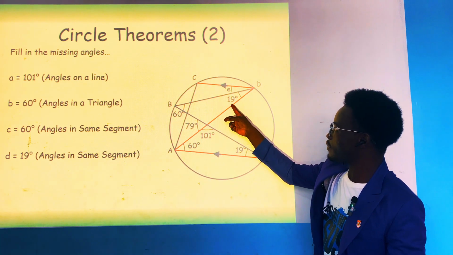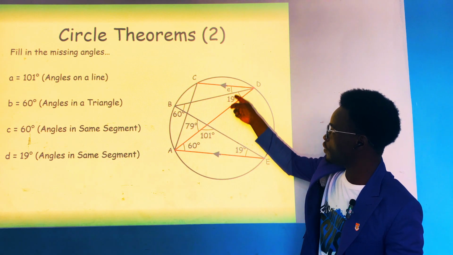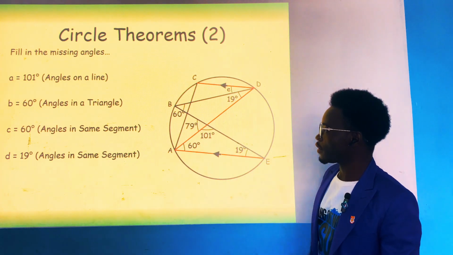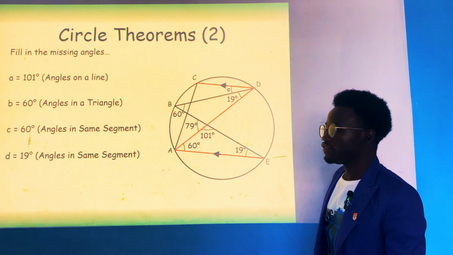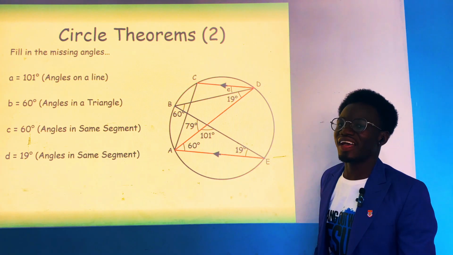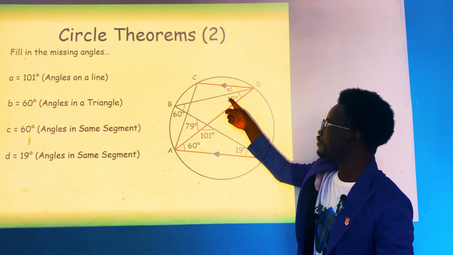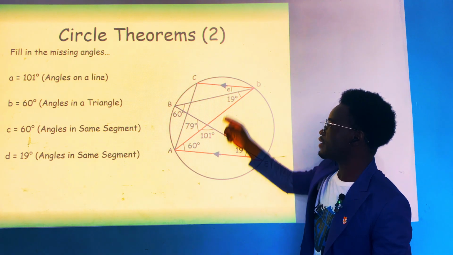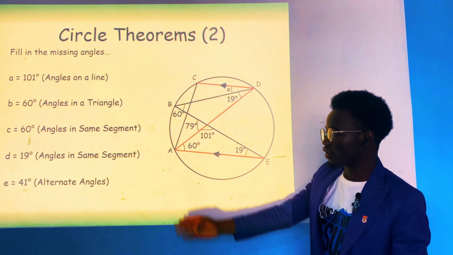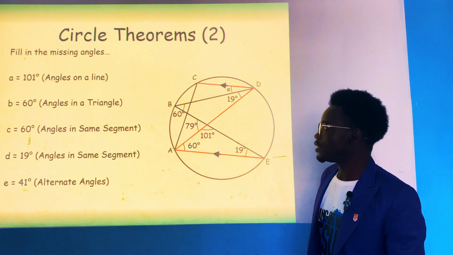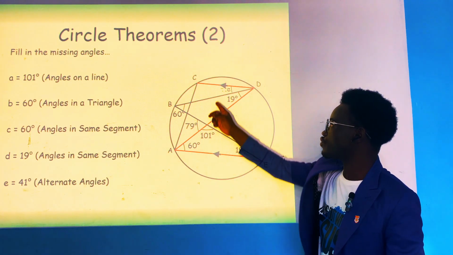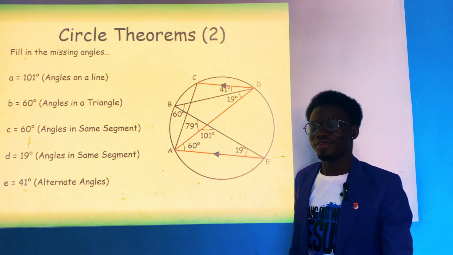From the whole of this angle, the two of these should be equal to this angle. Okay, Z properties or alternating angles. So if here is 19 degrees, but the whole thing should be 60 degrees, take 60 minus 19 degrees, and I'm going to get what? 41 degrees. That's the alternating angle. So E here is 41 degrees.